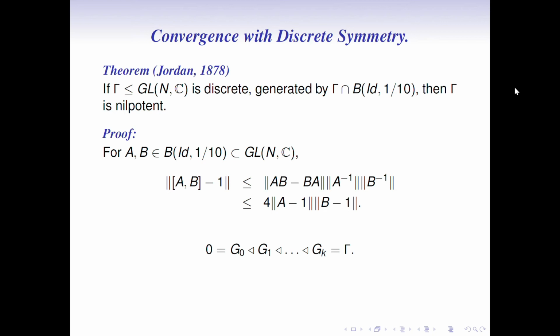Define G0 to be the trivial subgroup, and G1 to be the cyclic subgroup generated by A. Then take G2 to be the subgroup of gamma generated by G1 and the element of gamma closest to the identity not in G1. Then take G3 to be the subgroup generated by G2 and the element in gamma closest to the identity but not in G2. We continue this construction until we exhaust gamma, and this sequence of subgroups exhibits gamma as a nilpotent group.